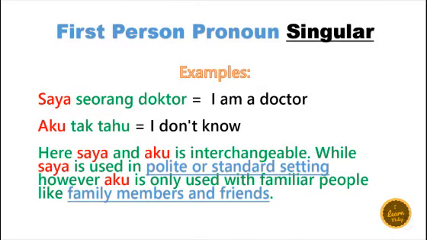Saya tak tahu. If someone, let's say your boss, is asking you, do you know this or that? Then you can reply, saya tak tahu. Or if some stranger asks you, do you know where this place is? Then you will just say, saya tak tahu. Or in fact, if someone asks you, do you speak Malay? Then you can just say, saya tak tahu. Here, saya and aku are interchangeable, while saya is used in polite or standard settings. However, aku is only used with familiar people, between family members and friends.